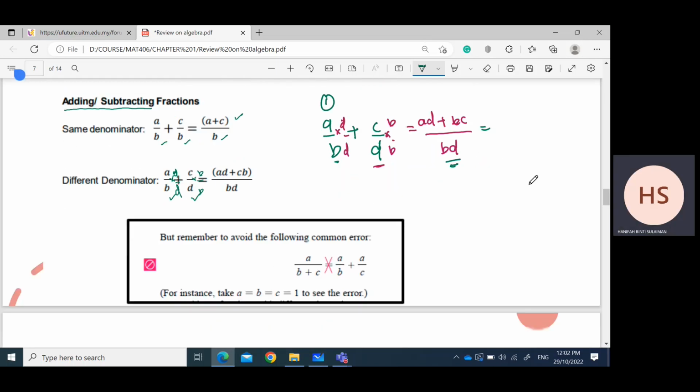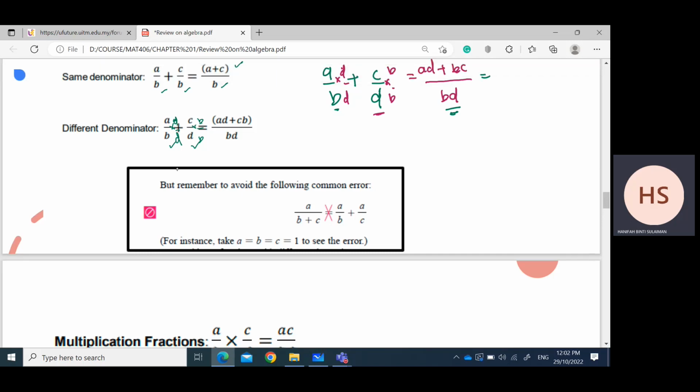Right? Okay, so look at this box. We have a reminder here. Remember to avoid the following common error, which is A over B plus C. It is thus not equivalent with A over B plus A over C. So maknanya bila you jumpa benda macam ni, which is A over B plus C, it is thus not equivalent, dia tidak sama dengan A over B plus A over C. Okay, so yang ini tidak akan berlaku.